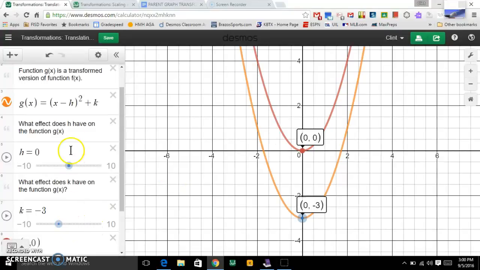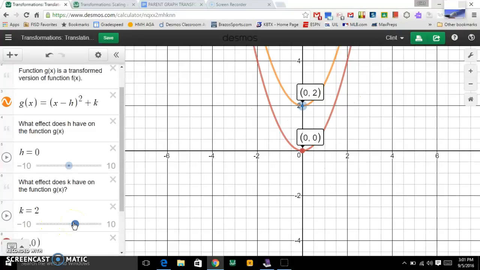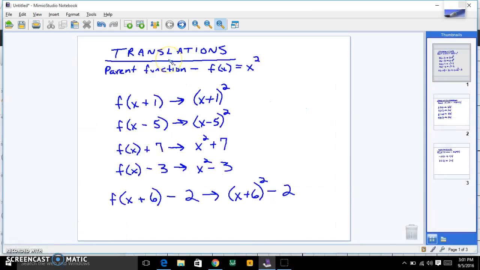Minus means going down. So if it were plus a negative 3, that's moving 3 down. And that can be rewritten: instead of writing plus negative 3, you can just write minus 3. So like I said, minus goes down, plus goes up that many units. Okay? All right, let's look at some examples of translations.